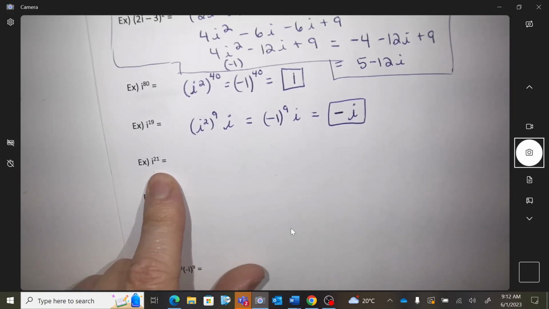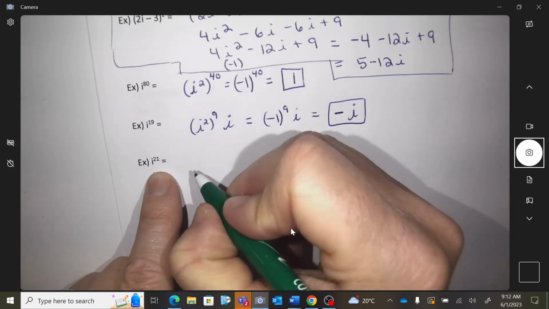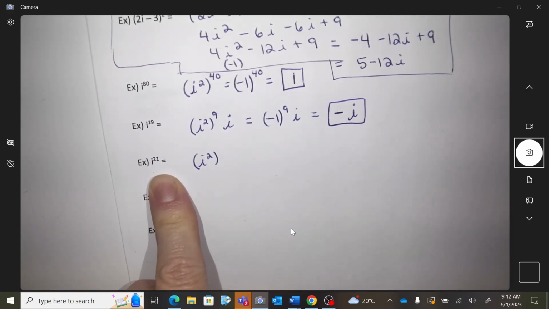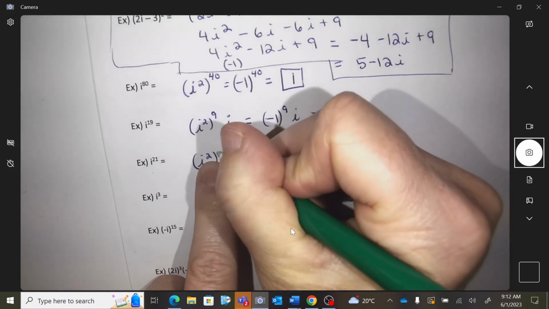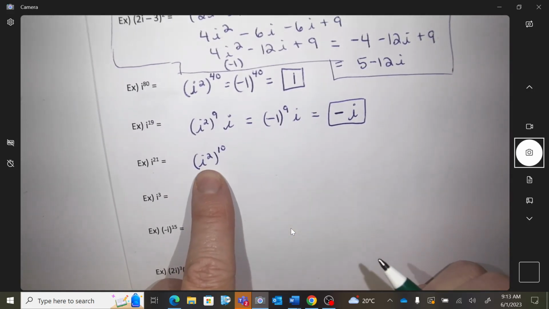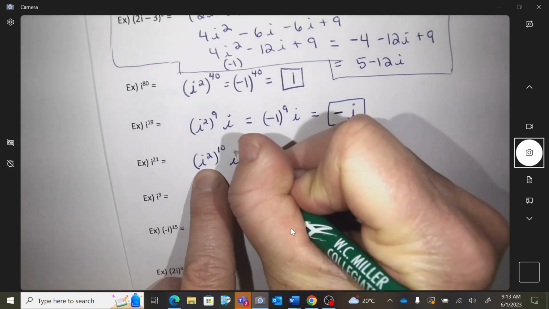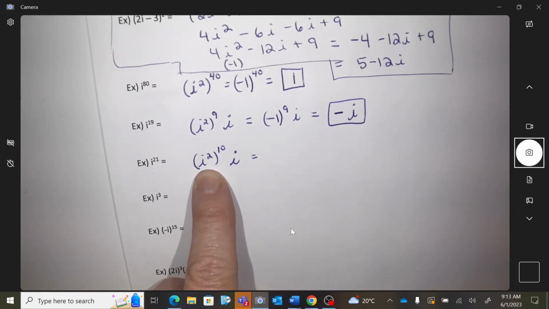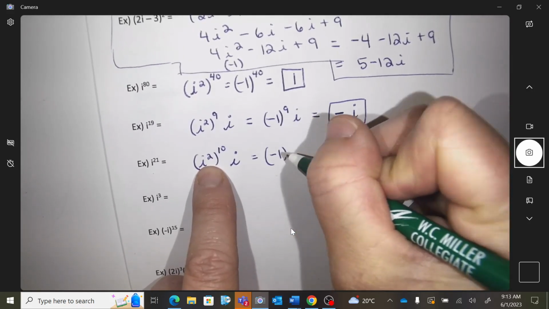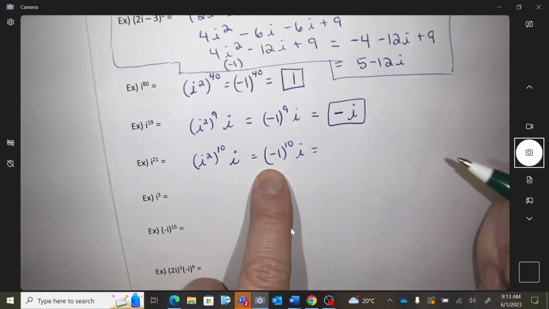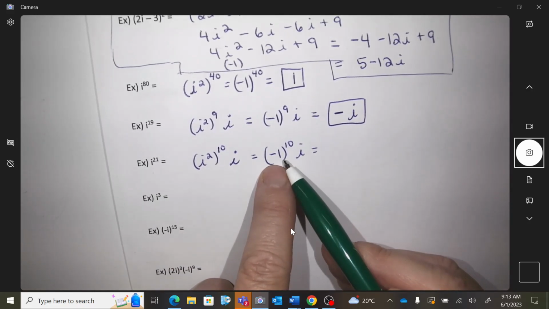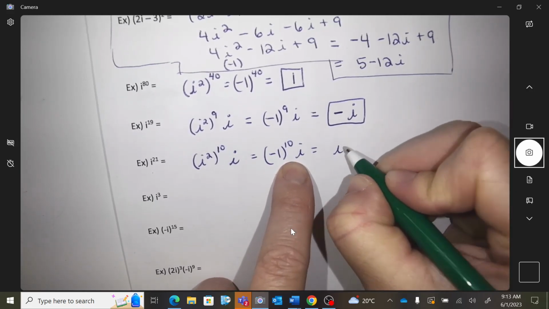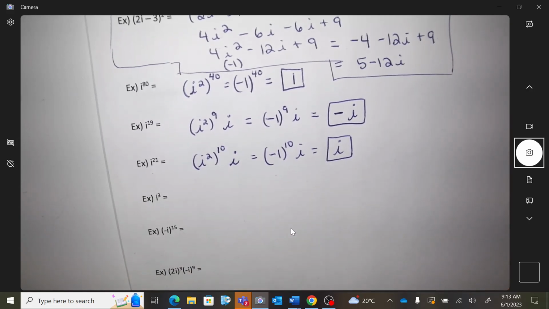Okay, let's try the same thing here. 21, we're not going to get to perfectly. So with i squared, I'm not going to get to 21, so I'm going to just try to get to 20. So I'm going to put a 10. So that's i to the 20. One more, now I'm at 21. i squared, -1 to the 10th. So this is +1 times an i. So just i.